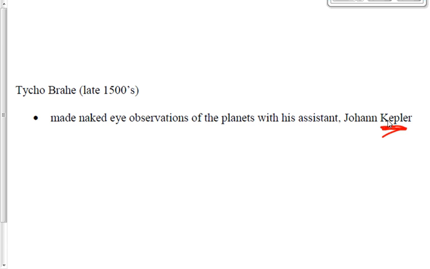There's a great little story about Tycho Brahe. He's kind of an odd guy. Well, really an odd guy.